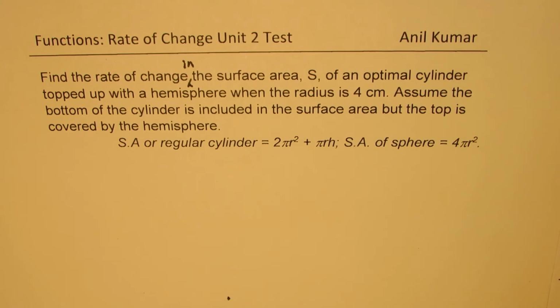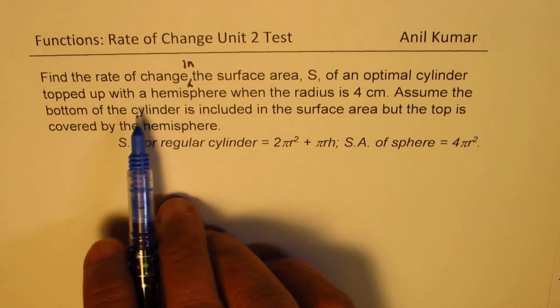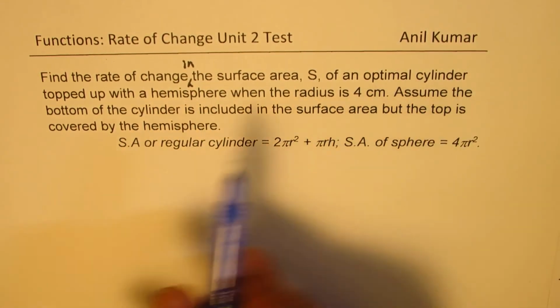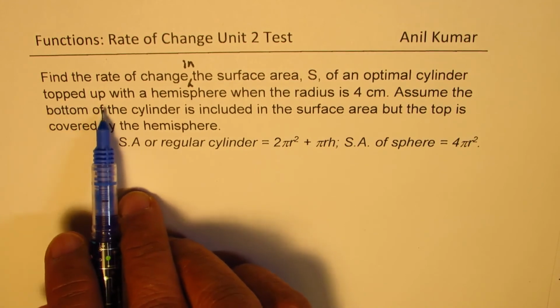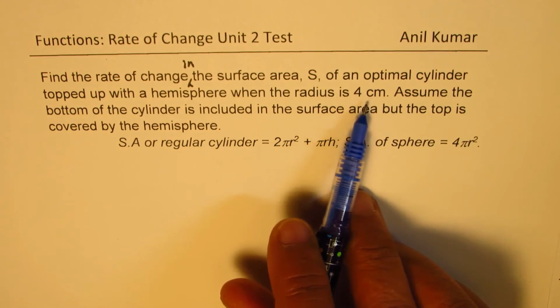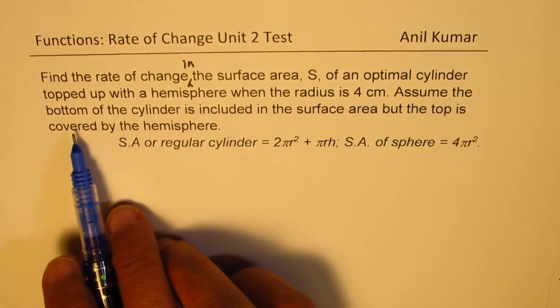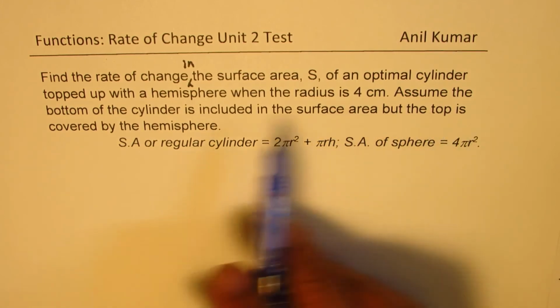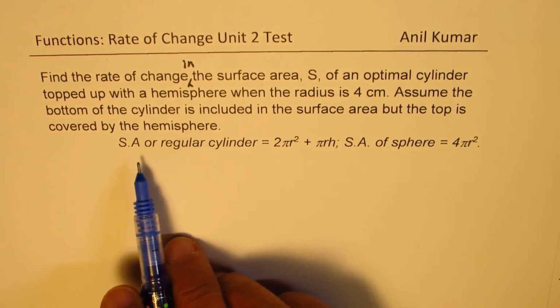Now this is a prerequisite course for calculus. Here is an excellent question based on rate of change. The question here is, find the rate of change in the surface area S of an open cylinder topped up with a hemisphere when the radius is 4 centimeters. Assume the bottom of the cylinder is included in the surface area, but the top is covered by the hemisphere.